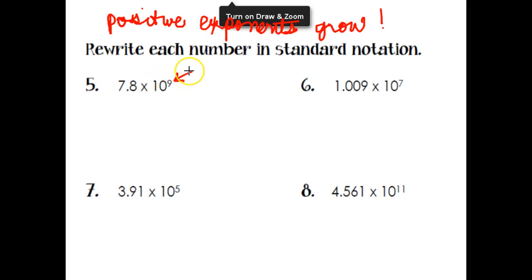All right, so 9 loop-de-loops was made to get this number to be 7.8. So what would I have to do? I have to loop-de-loop again, back out to figure out what the original number was. So I loop-de-loop 9 times. So I have 1, 2, 3, 4, 5, 6, 7, 8, 9.